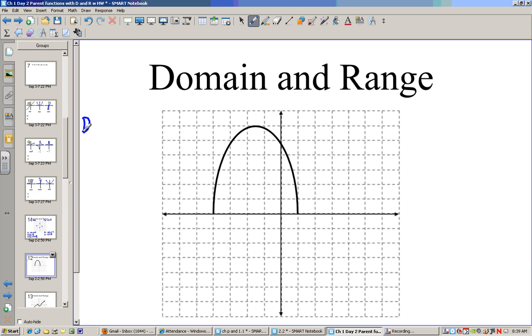I would say the domain in this is between -4 to 1. So I'm going to go from -4 to 1. My range starts at 0 and goes all the way up to 6.